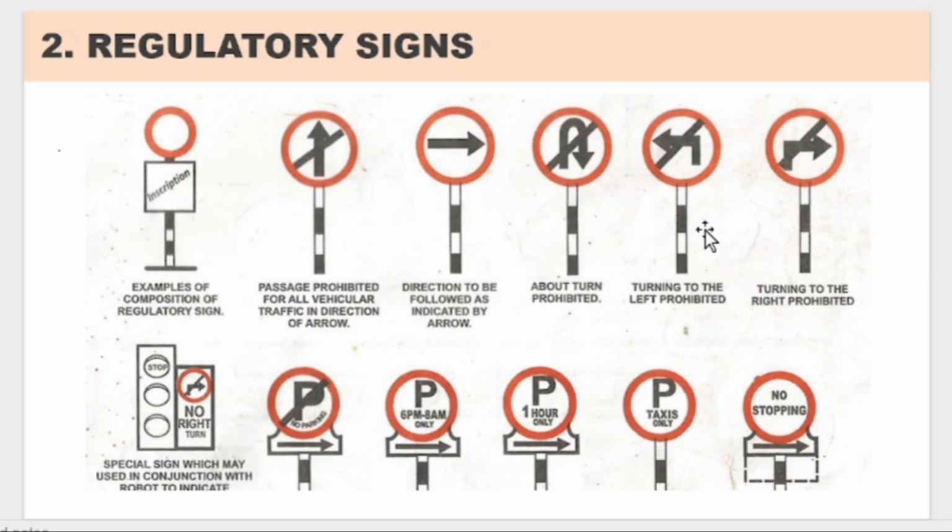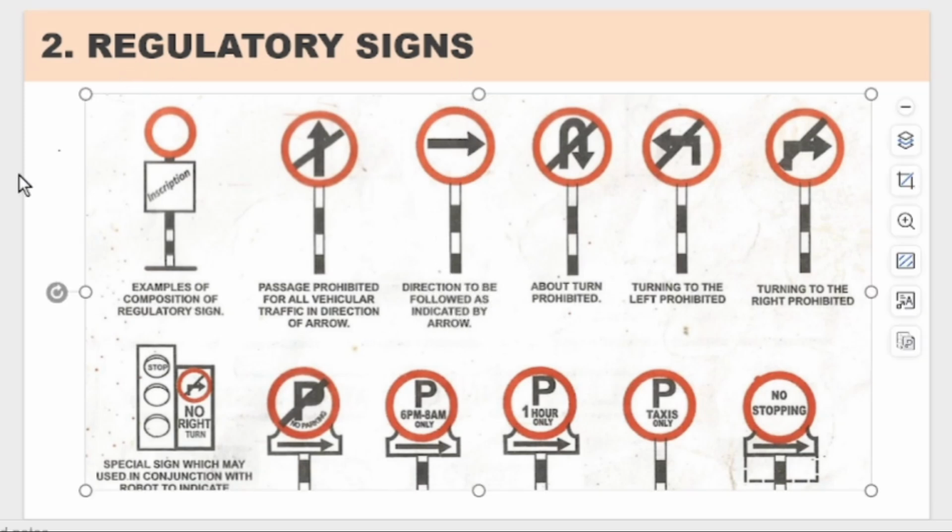All of these signs, you need to know them, right? The first one: passage prohibited for all vehicular traffic in the direction of the arrow, which means that any traffic going in this direction is prohibited. Then we have the sign which means the direction to be followed is indicated by the arrow. One thing that's common about regulatory signs is that they regulate things on the road, like which direction to follow, which lane to use, what speed limit drivers should observe, and things like that. So this sign means that the direction pointed by the arrow is prohibited, and this sign means that all vehicles should follow this direction.